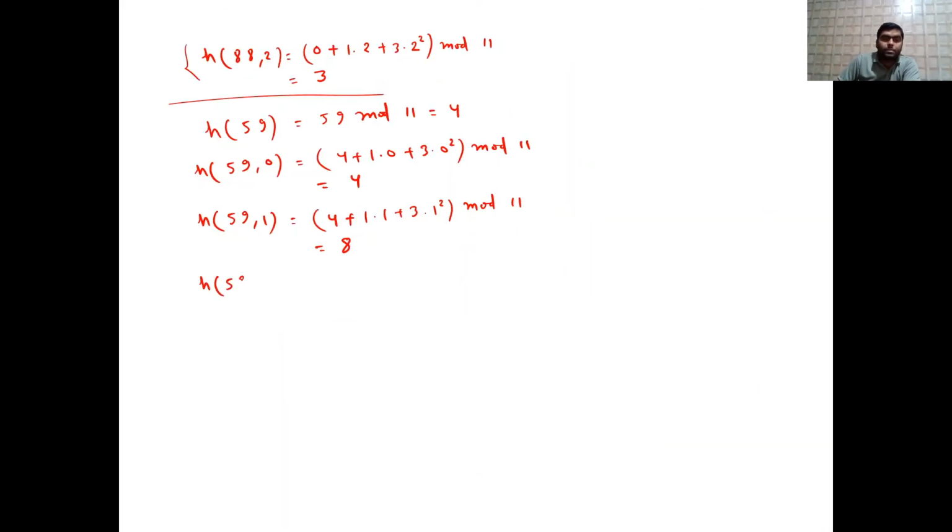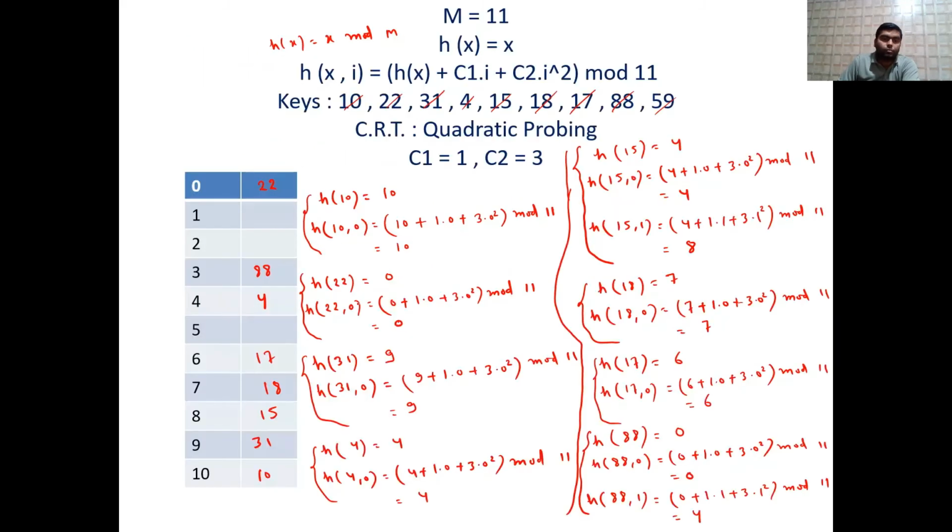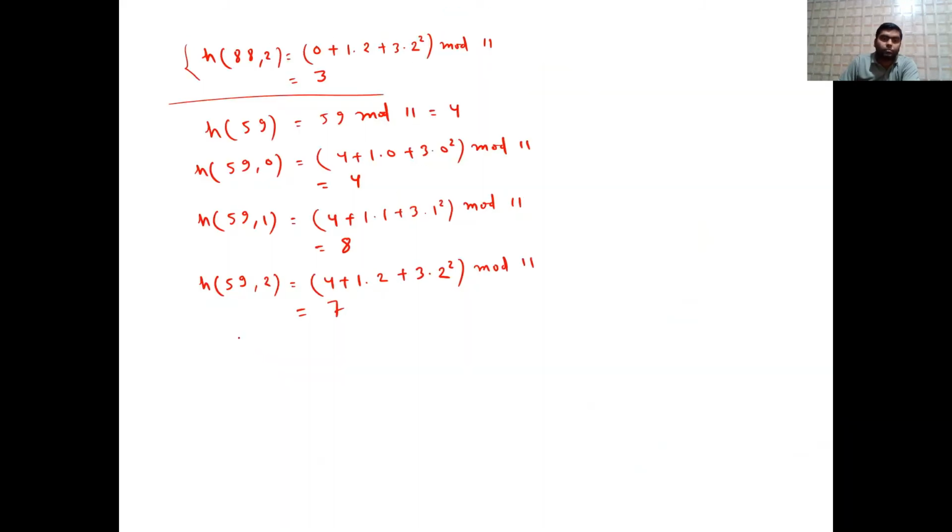So 59 comma 2. What will happen? H of 59 is 4 plus C1 is 1 dot probe number is 2 plus C2 is 3 dot probe number is 2, so 2 square, and we are supposed to mod it with 11. So finally the result will be 4 plus 2 is 6, and 4 threes are 12, 12 and 6 is 18. 18 mod 11 is 7. So 7, yeah, it is already occupied. So again change the probe.